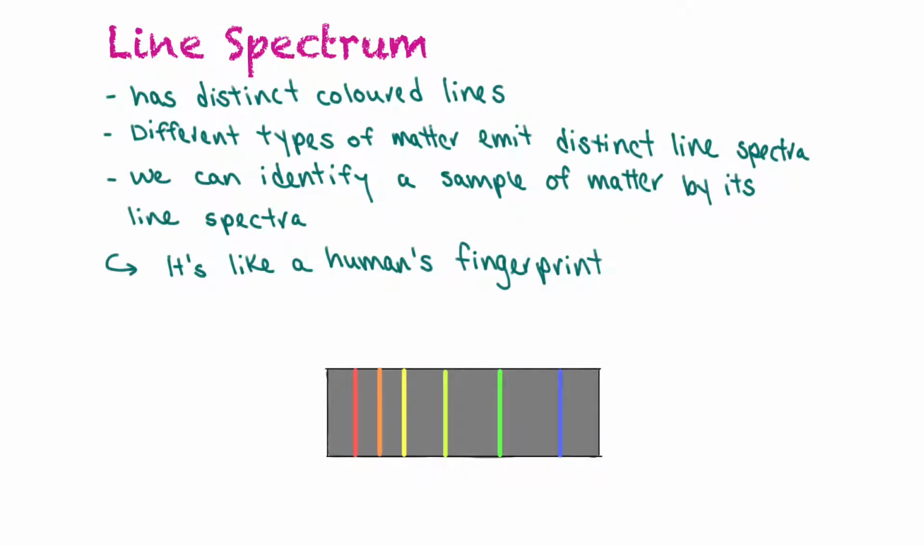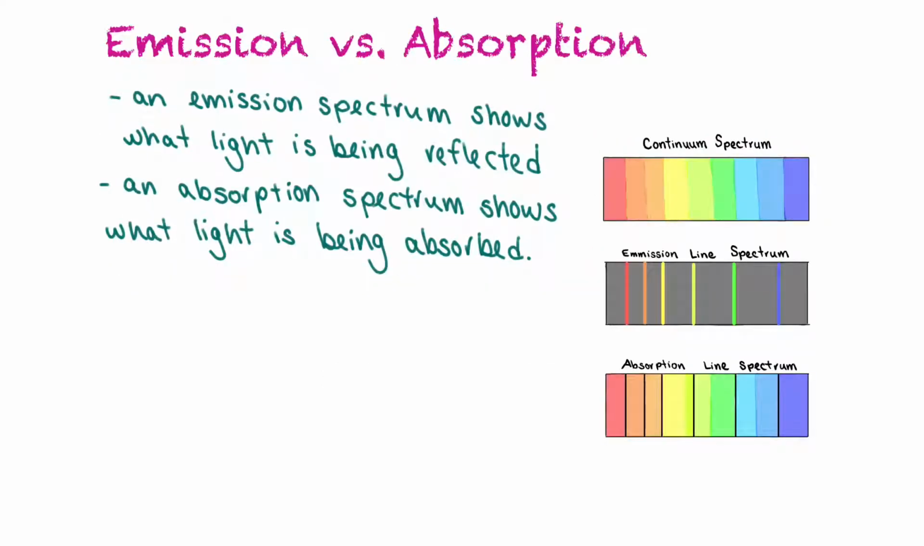Line spectra have distinct colored lines, so different types of matter emit different line spectra. We can identify a sample of matter by the line spectra of light that's being reflected back to us. So it's like a human's fingerprint. We will be doing a lab activity where we'll look at the line spectra of different elements and other substances. Now, an emission spectrum shows what light is being reflected, and an absorption spectrum shows what light is being absorbed.